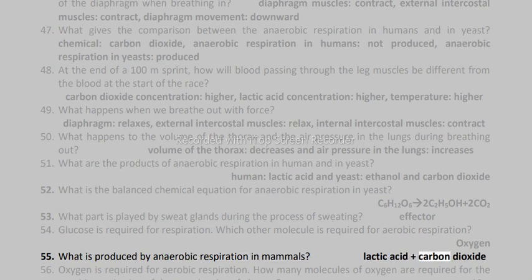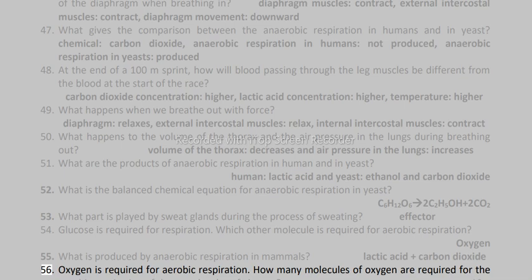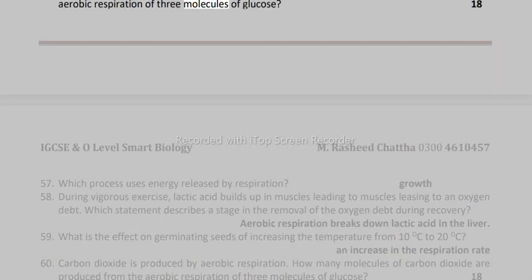55. What is produced by anaerobic respiration in mammals? Lactic acid. 56. Oxygen is required for aerobic respiration. How many molecules of oxygen are required for the aerobic respiration of 3 molecules of glucose? 18.